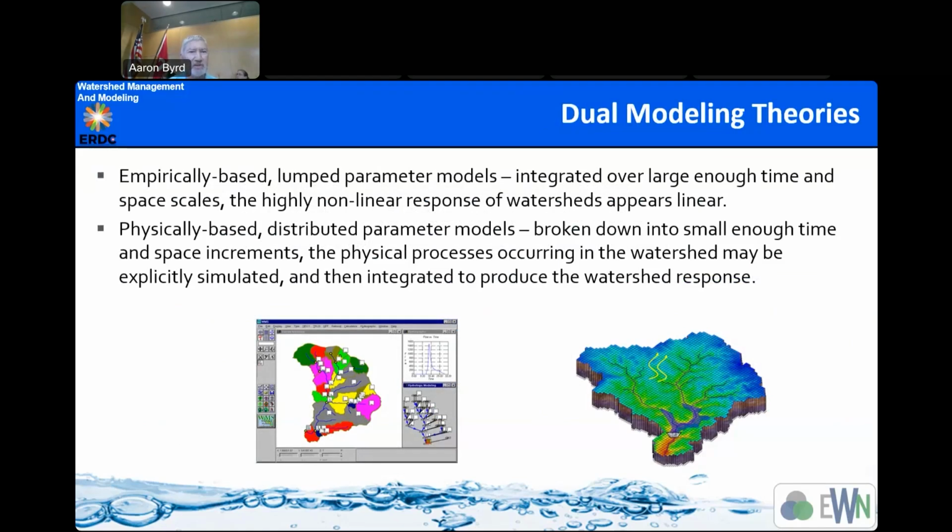But the two basic modeling categories, there's theories that these are based on, and so they have a sound scientific theory. So if you're using empirically based lumped parameter models, your theory is that if you integrate over enough time and space, all those highly nonlinear responses of the watershed will become linear. And then the physics-based distributed parameter model approach is the exact opposite. It's saying you break it down into small enough time and space increments, and you can solve each of the physical processes separately, and then you can put them back together and get the watershed response.